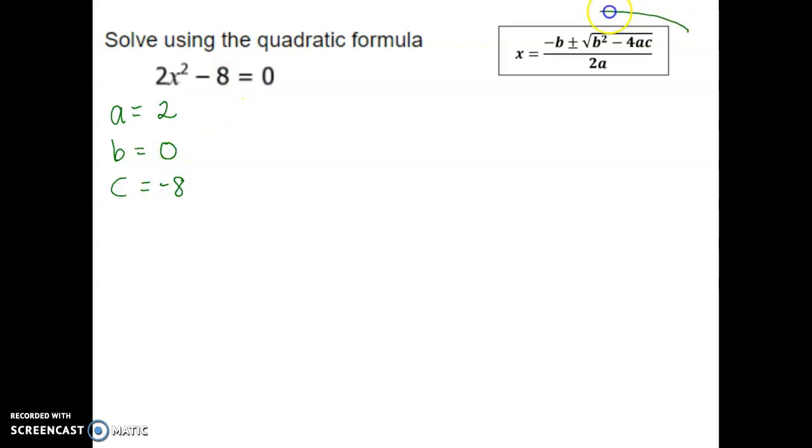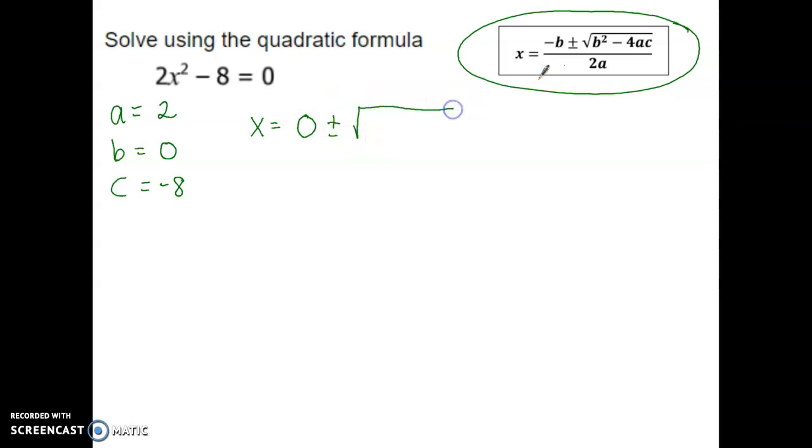And just like last time, I'm going to use this equation right here, and I'm going to plug all of these numbers in for A, B, and C. So first part of this equation, the opposite of B. Well, the opposite of 0 is still 0. Plus or minus the square root of B squared, so that's going to be 0 squared, minus 4 times A is 2, times C is negative 8. And everything's being divided by 2 times A, which is also 2.